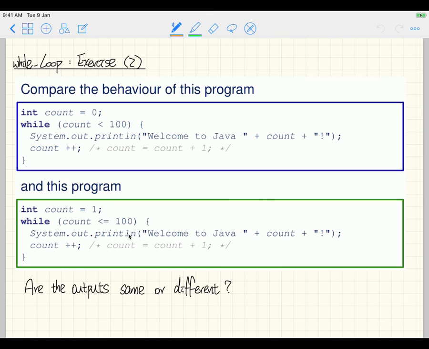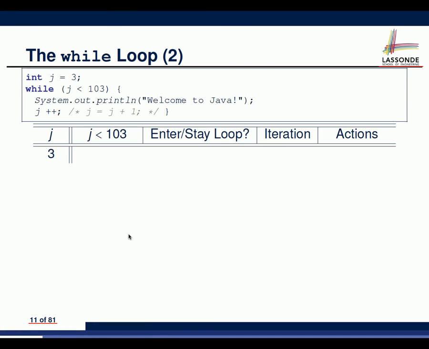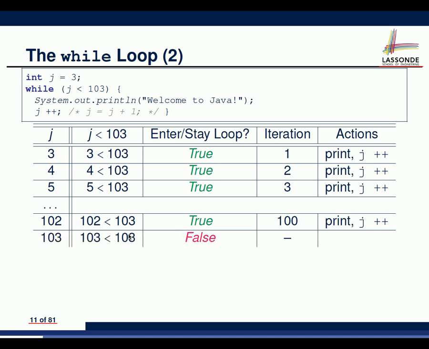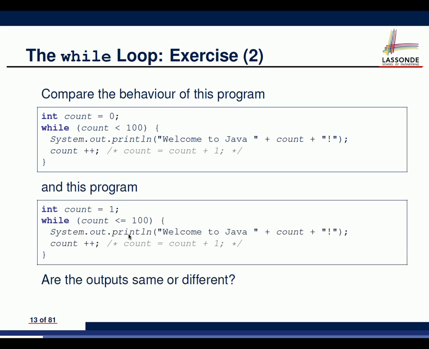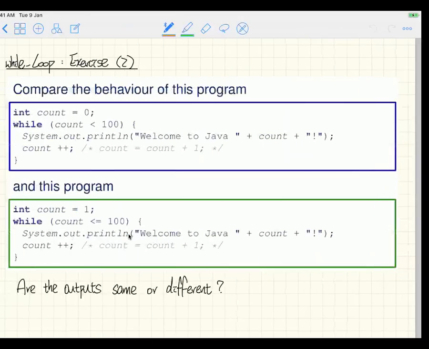So now let's see over here. Just want to talk a little bit more about while loop. Again, this table here is really important for you to trace the behavior for the loop. Okay, so last exercise over here.